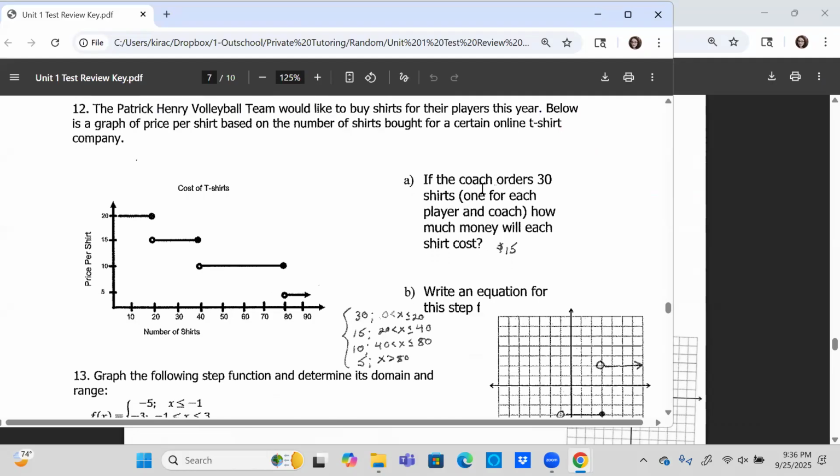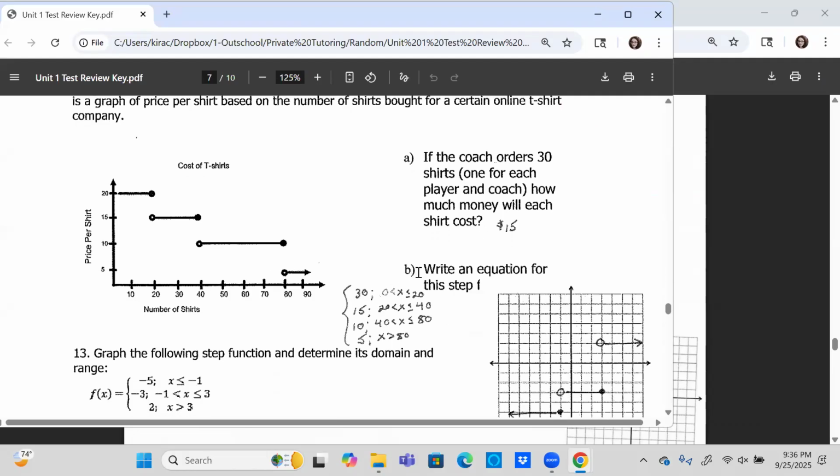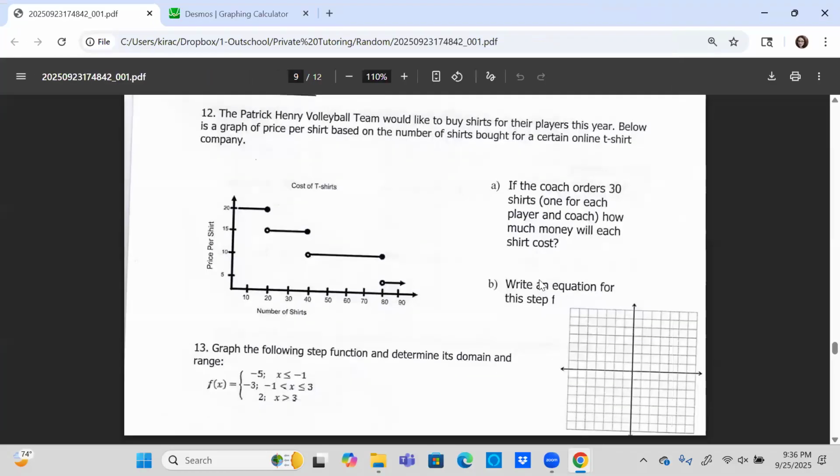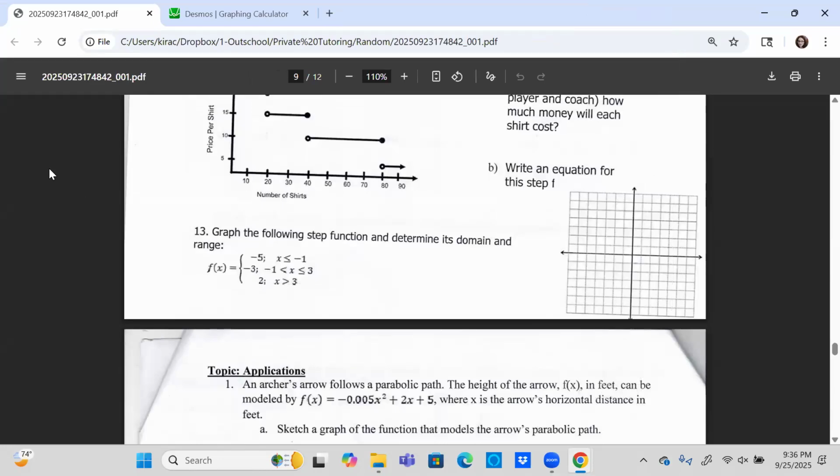Yep, that's fine. And they did not close the 0 because you're not going to order 0 shirts, right? That's silly. Okay, now let's graph a step function and determine domain and range.